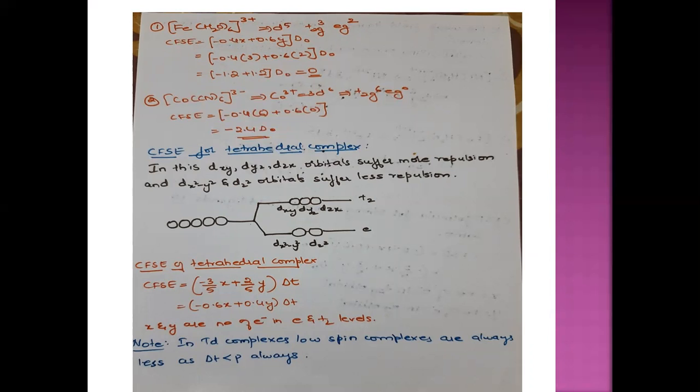Crystal field stabilization. Now, regarding the tetrahedral complex, it is a bit different. What I said to you in the octahedral complex is that the ligand always approaches along the axis. But in a tetrahedral complex, the ligand approaches the central metal atom in between the axes. So which are the d orbitals present in between? They are xy, yz and zx.